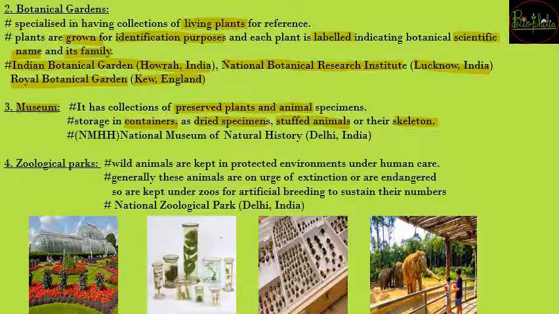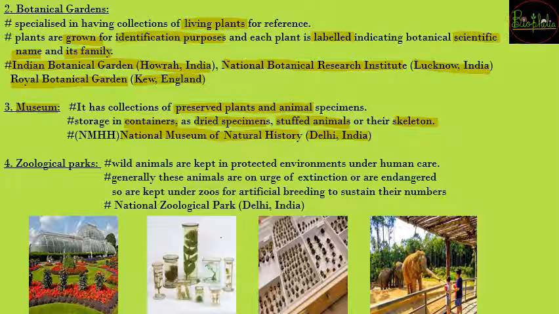एक example of museum है that is National Museum of Natural History situated in Delhi, India. This is an example of museum wherein you can find all the types of stuffed animals, skeletons and other types of preserved plants and animals.